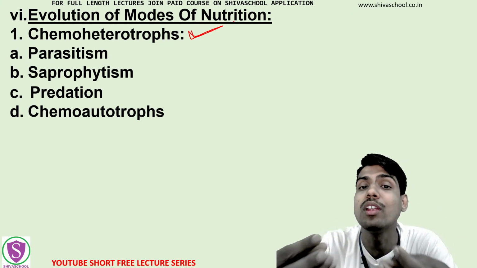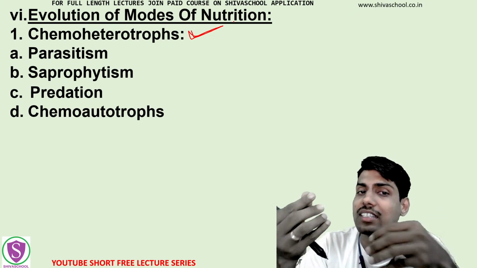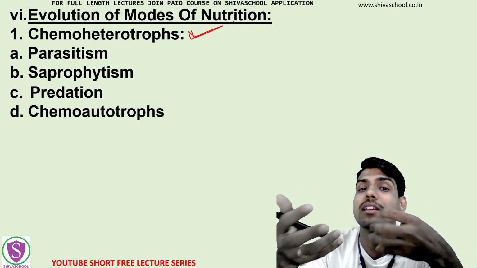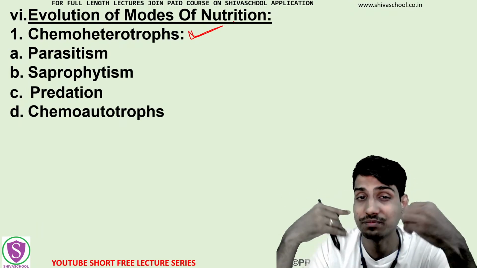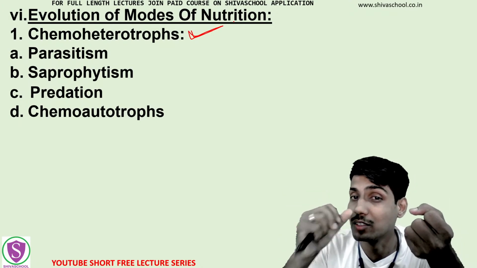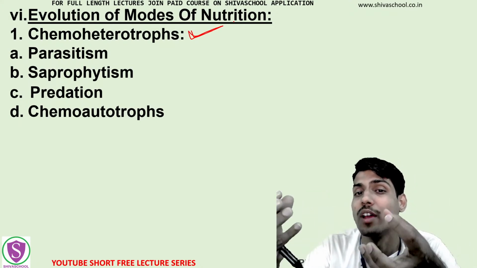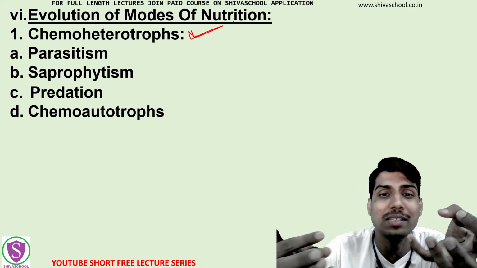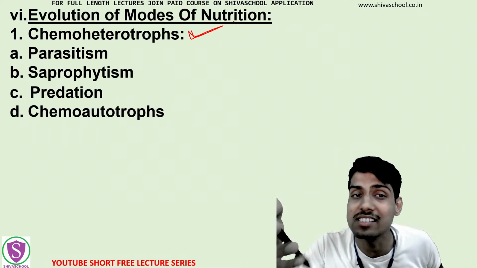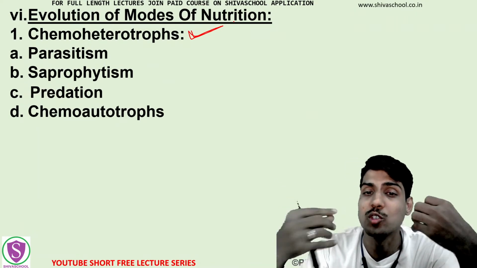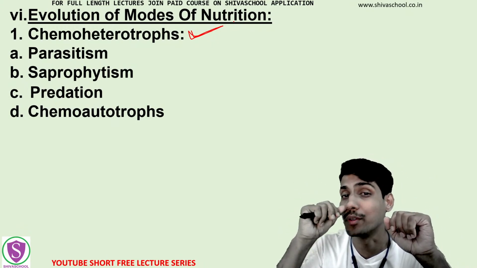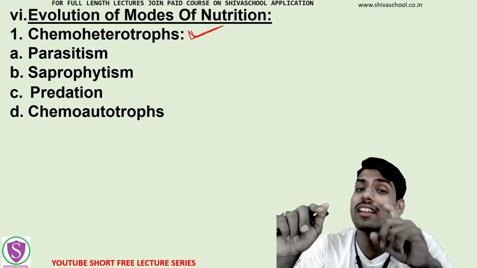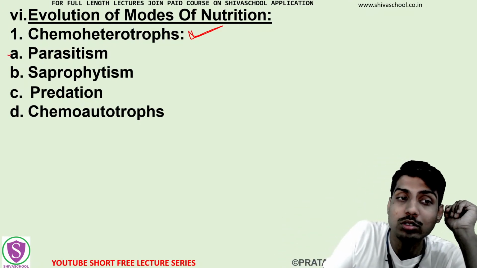Chemoheterotrophs means to feed on the chemicals. Suppose they have almost exhausted all the chemicals in that hot soup, all the chemical components of the soup which these first primitive cells can eat. Suppose they have eaten all of them. So now there is scarcity of food. So what will happen? Then they will start different modes of nutrition.